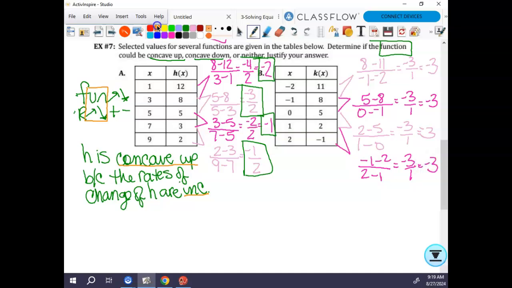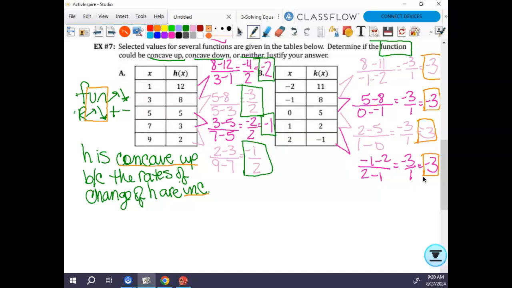All right, so here are, I'm going to box them since there's so much stuff going on here. That's a negative, even though it doesn't look like it. There we go. All right, so what do you think? Are we concave up, concave down, or neither? Neither, because the rates of change are not increasing or decreasing, right?